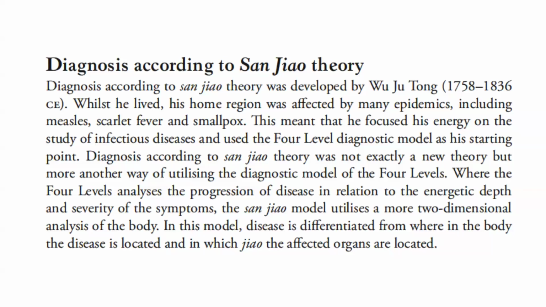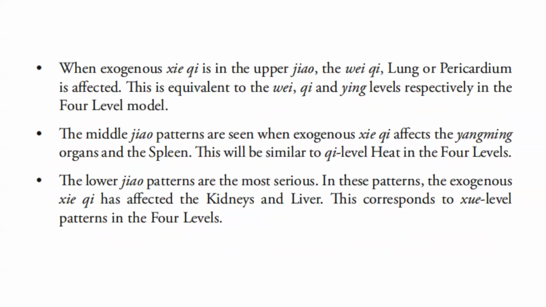In this model, disease is differentiated from where in the body the disease is located and in which jiao the affected organ are located. When exogenous pathogenic qi is in the upper jiao, the wei qi, lung, or pericardium is affected. This is equivalent to the wei, qi, and yin levels respectively in the four-level model. The middle jiao patterns are seen when exogenous pathogenic qi affects the yang organs and the spleen. This will be similar to the qi level heat in the four levels.